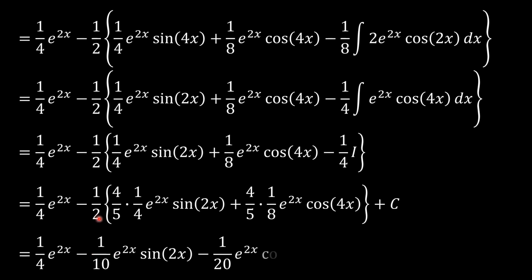So this becomes 2 times 5, which is going to be minus 1 over 10 e to the power 2x sine 2x minus 2 times 5 times 2, which is going to be equal to minus 1 over 20 e to the power 2x cosine 4x plus the integration constant. And that was the answer that was expected. It's obviously a little bit convoluted, but all the same, a very interesting problem.